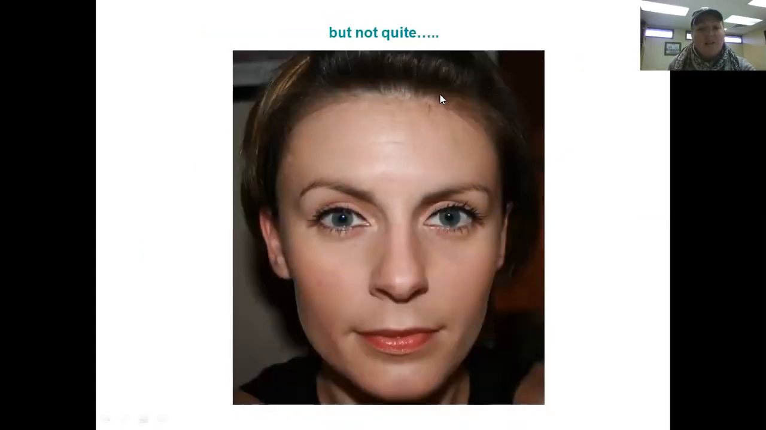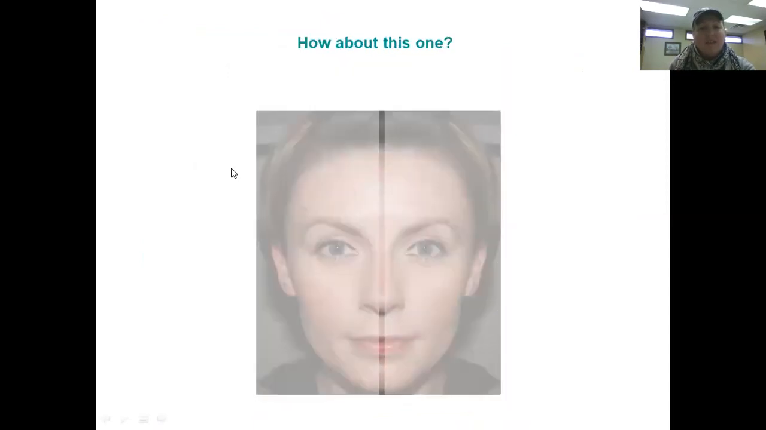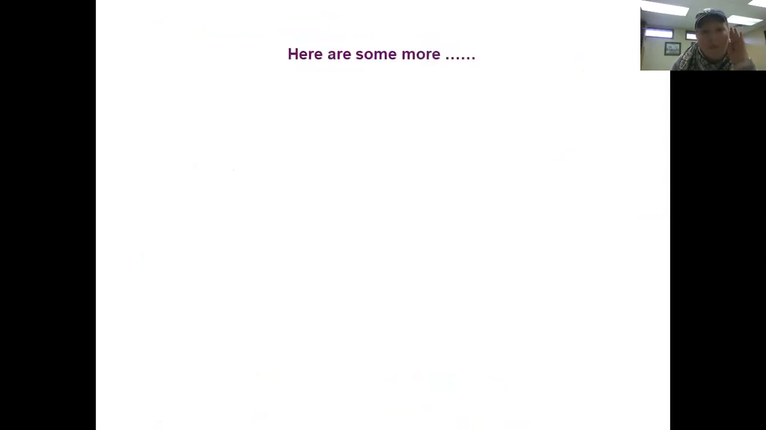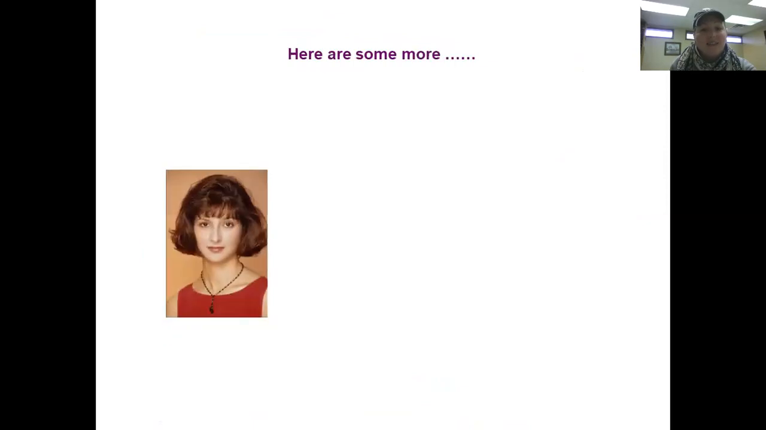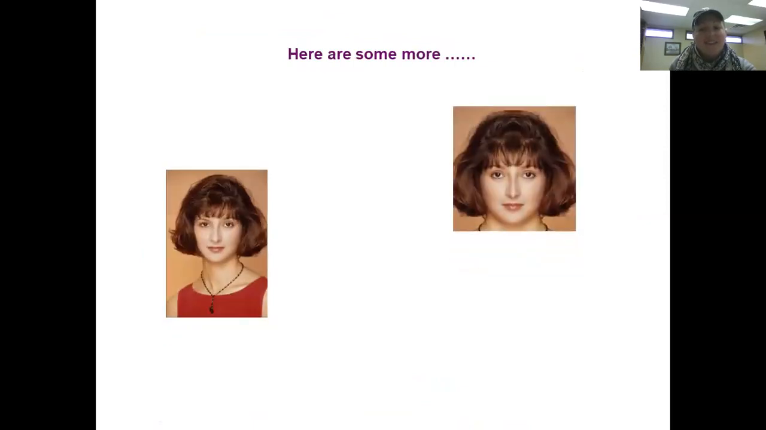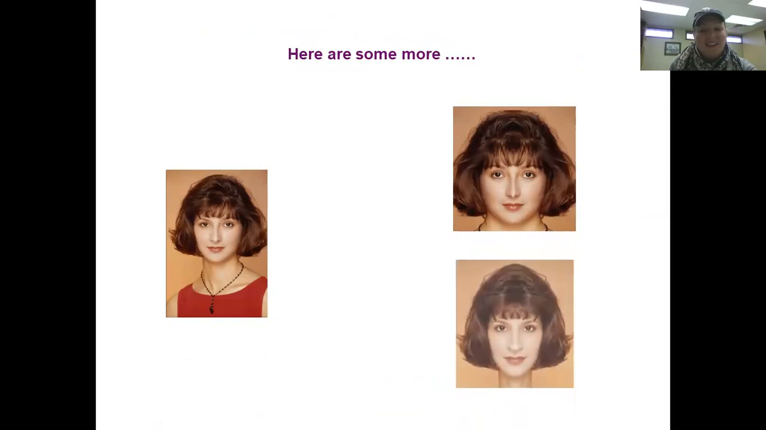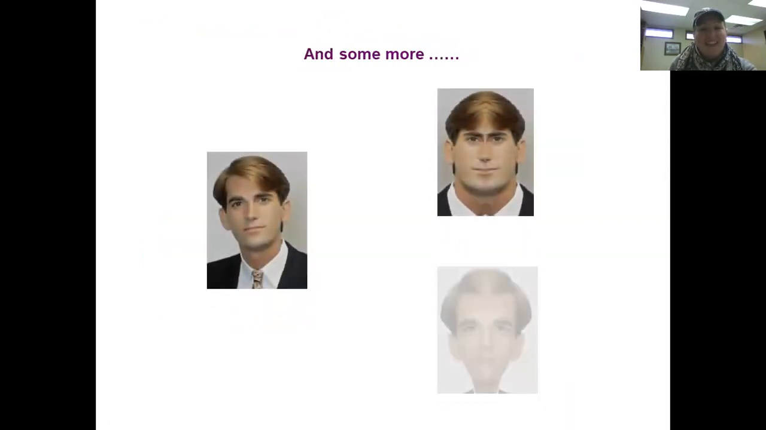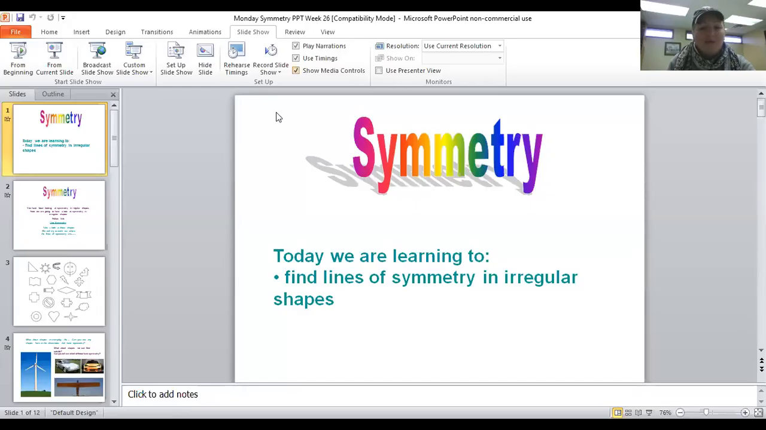You can see the lady, if I put a line down the middle of her face, this eyebrow's a little bit higher. This hair's a little bit different on this side. How about this one? That's where they have taken the side of her face and copied it. I think you've done that in Miss S's class. There's another one. Uh-oh. They double her face over. And some more. Not symmetrical.